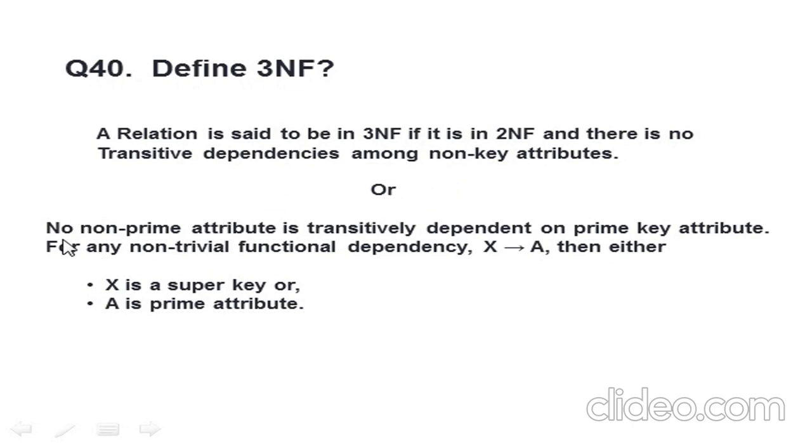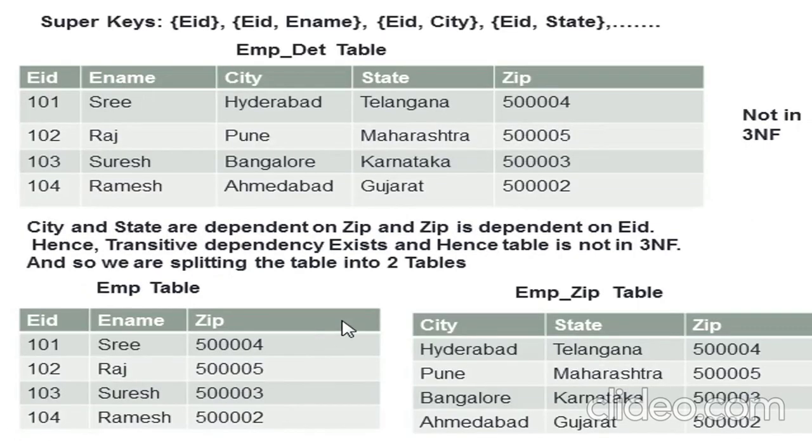The other definition is: no non-prime attribute is transitively dependent on the primary key attribute. For any non-trivial functional dependency X to A, either X is a super key or A is a prime attribute. So what is a prime attribute and what is a non-prime attribute? A prime attribute is an attribute which is part of the key, and non-prime attributes are those which are not part of the keys. Let us see this with the help of an example.